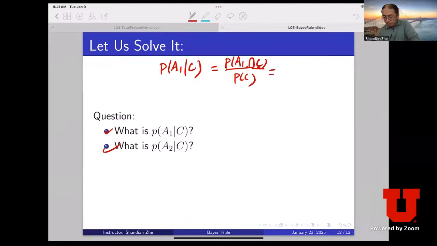So here we can use the Bayes rule again.